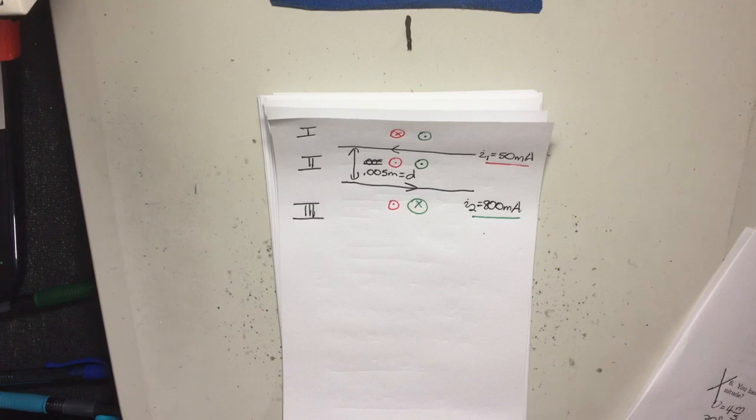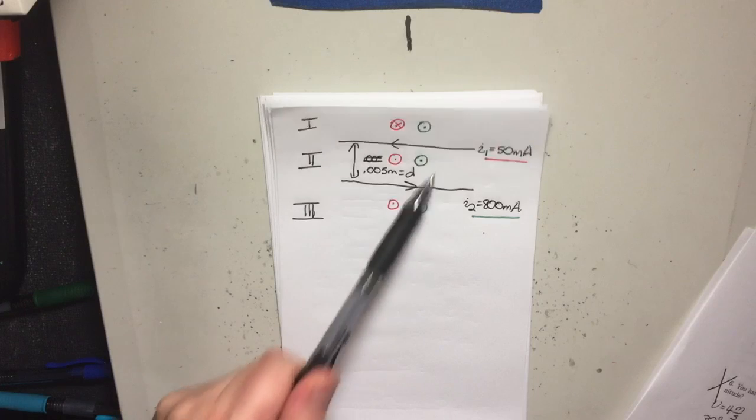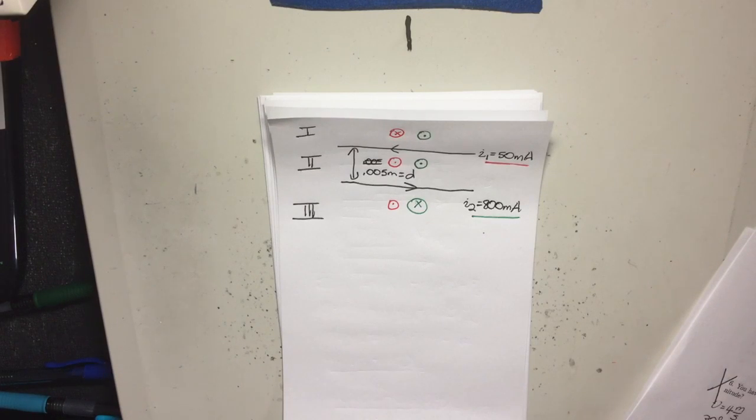Now, let's talk about this for just a moment. Where is it obviously impossible for the field to be 0? Region 2. It cannot be 0 in 2. It is impossible. Why? Both are out of the page. So only in regions where they have to be opposing each other.